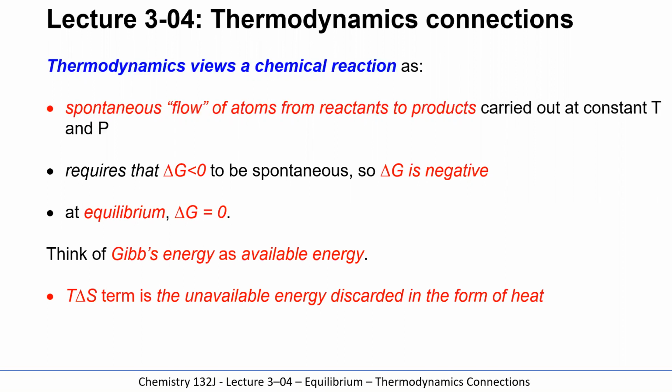When we multiply the temperature by the change in entropy, you will end up with a value of energy that is discarded in the form of heat. It is not available to do work. Only delta G in a chemical process is available to do useful work. Now, this also is available in a physical process as well.